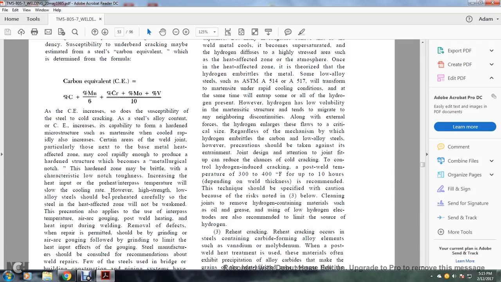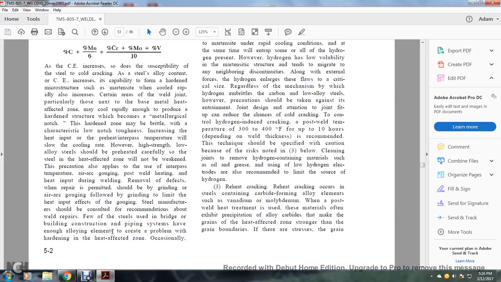However, high strength, lower alloy steel should be preheated carefully so that the steel in the heat affected zone will not be weakened. This precaution also applies to the use of the interpass temperature, air arc gouging, and post-weld heating and heat input during the welding. Defects removed for repair should be ground out or removed with the air arc gouge, followed by grinding to limit the heat input effect of the gouging. The steel manufacturer should be consulted for recommendations on welding repairs.